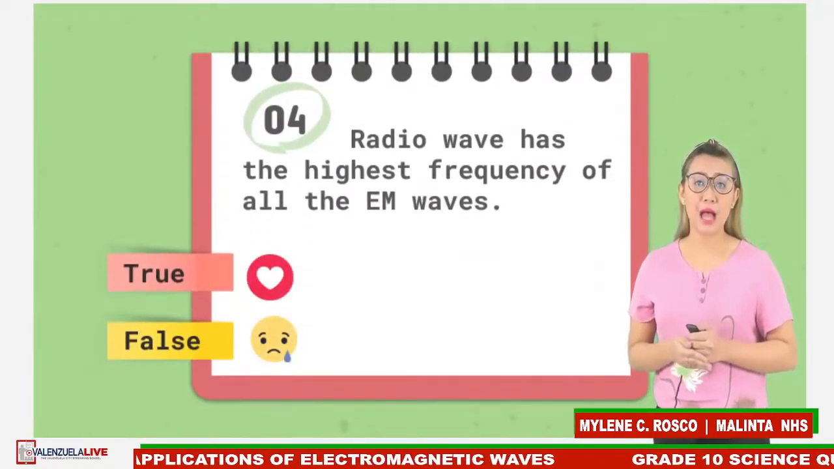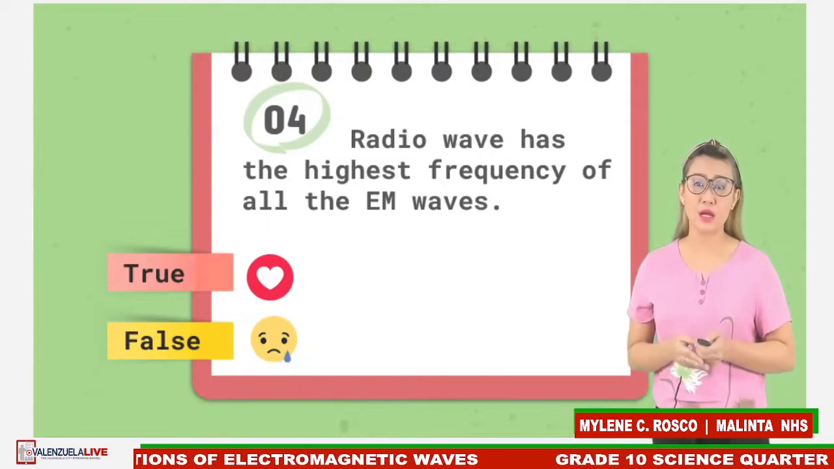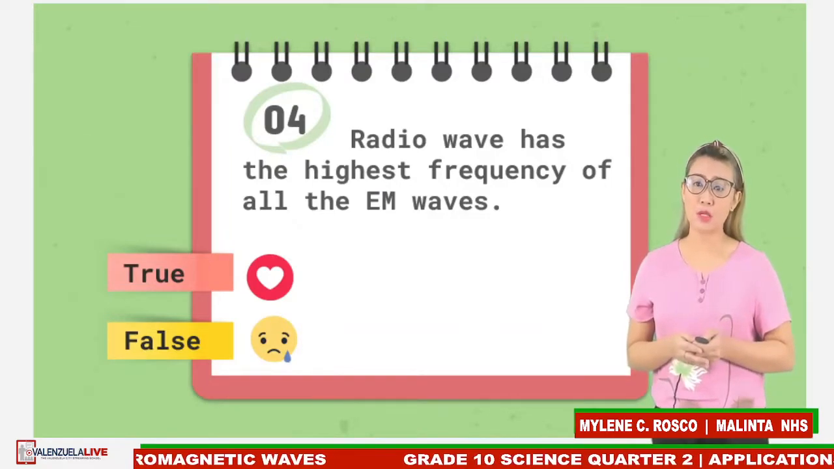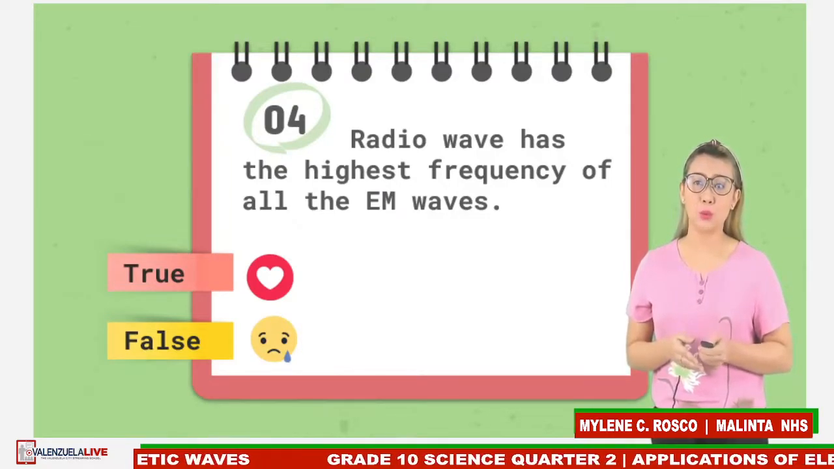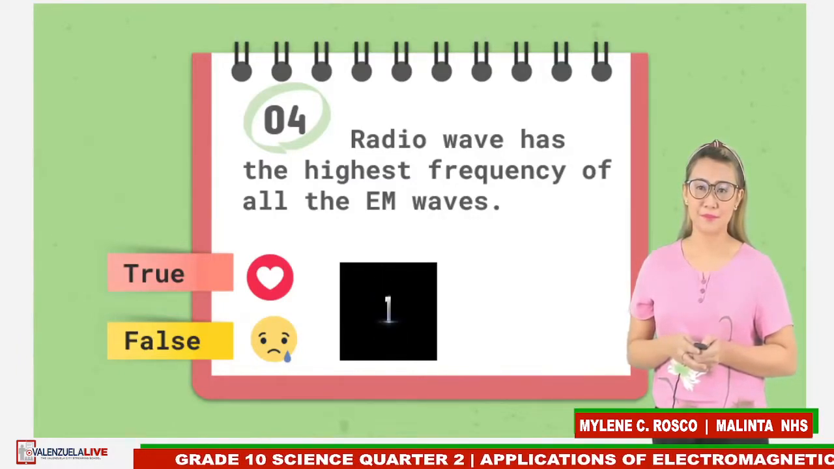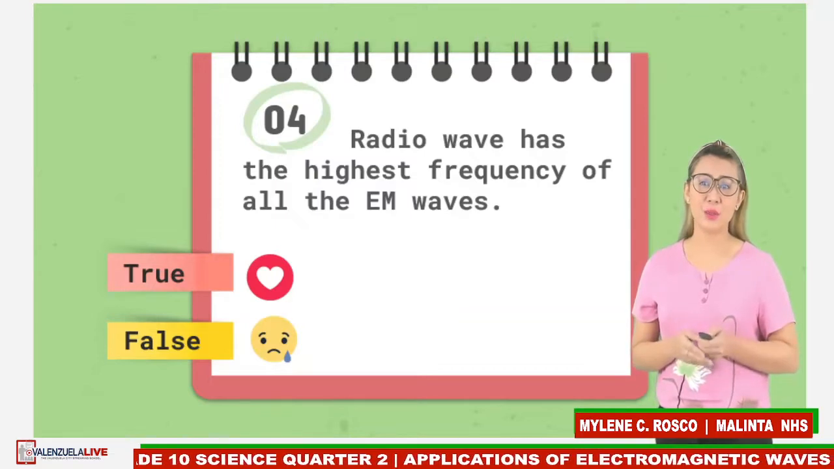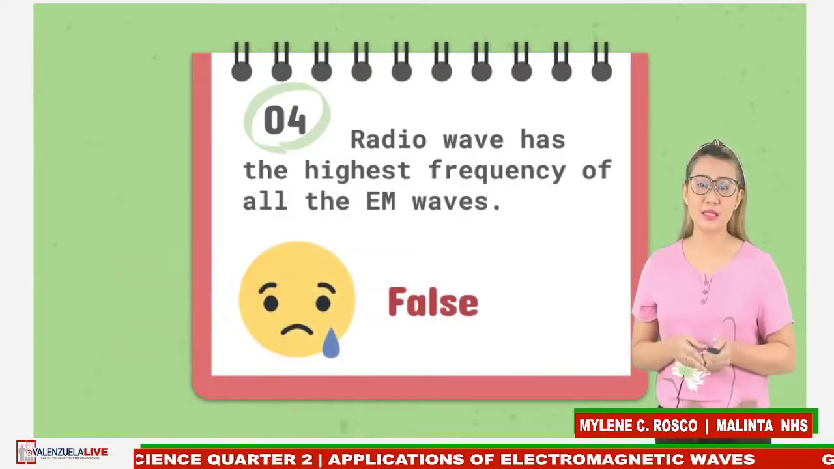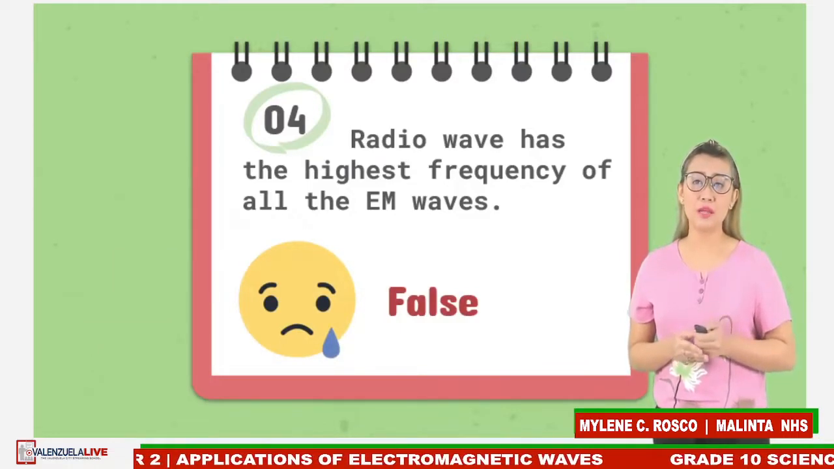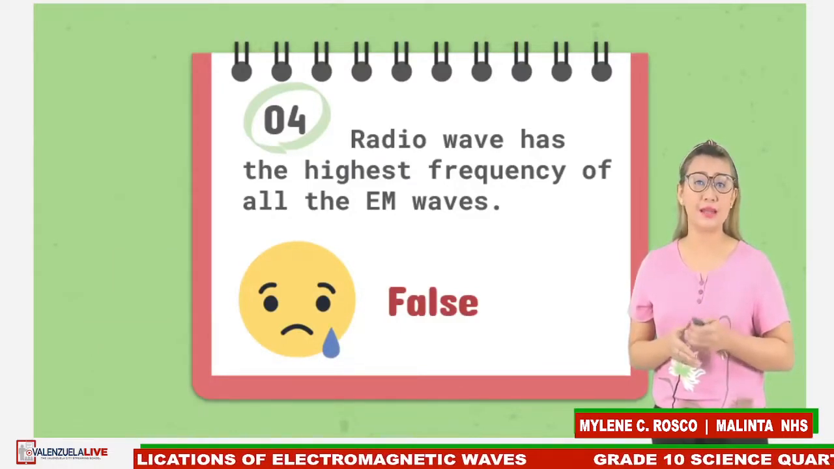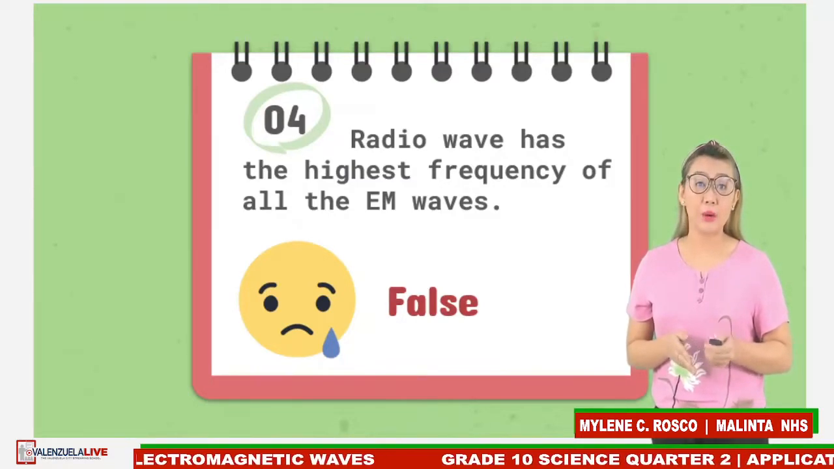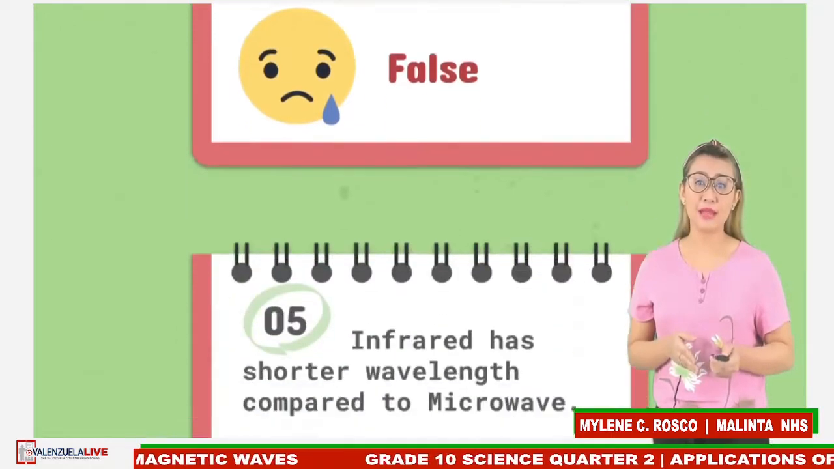Radio wave has the highest frequency of the entire electromagnetic wave. Is it true or false? 5 seconds, go. All right, so the correct answer is sad react. It is false. Remember, radio wave has the lowest frequency and energy of the entire electromagnetic wave. Now let's have the fifth and last statement.